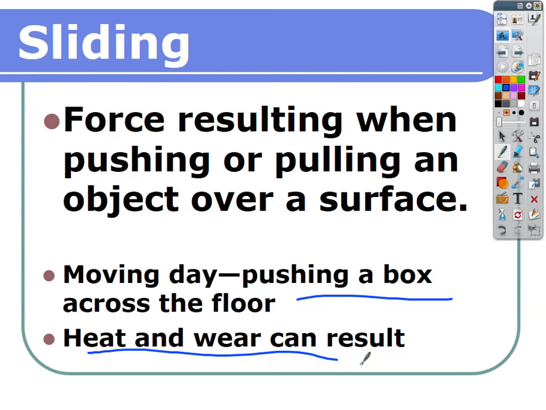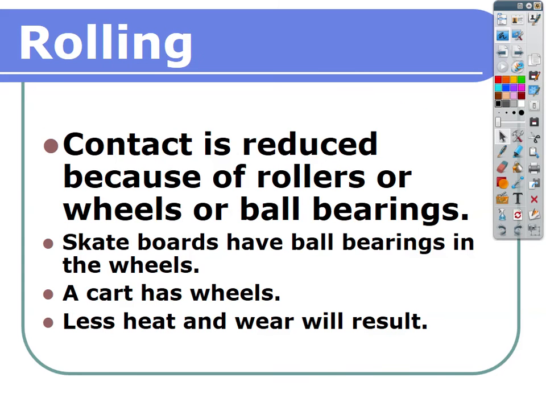Because those surfaces are completely touching each other and rubbing over each other. That is sliding friction. After that, we have rolling friction. As the name implies, this means that we have some sort of wheels or round object trying to make it move. Wheels or ball bearings, all right?